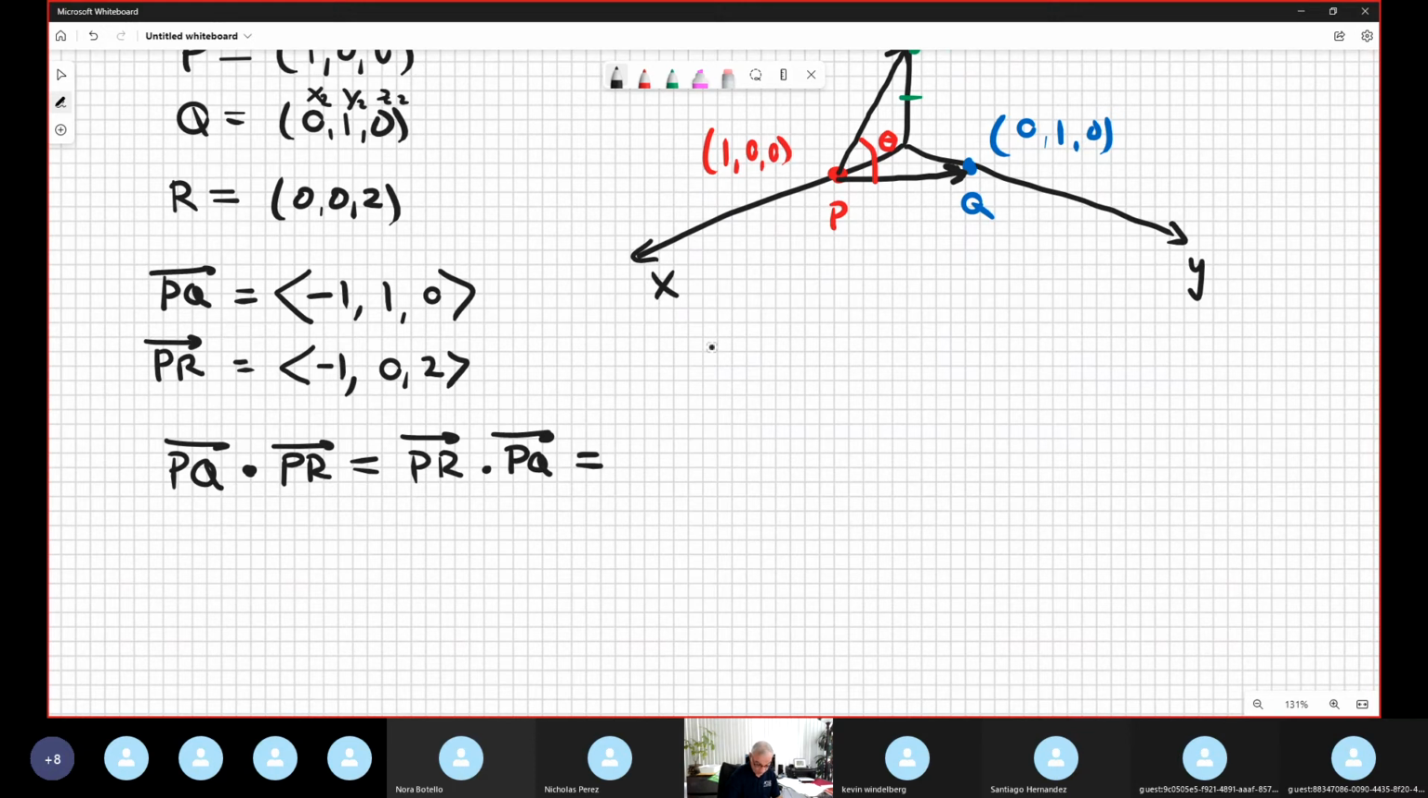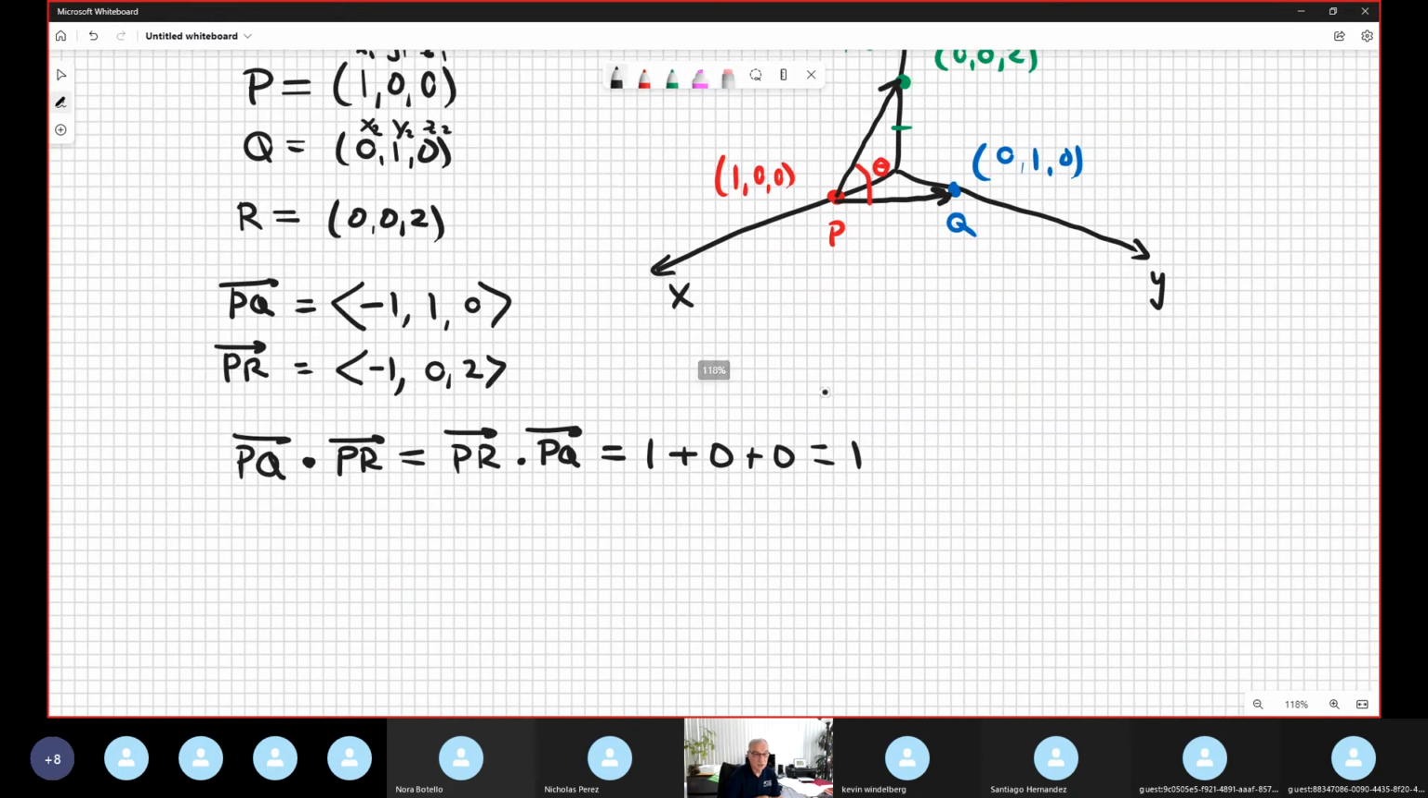So you multiply component by component. This times this is 1, but not a vector. Hello, it's a scalar. So -1 times -1 is 1. Plus something, 1 times 0 is 0, and 0 times 2 is 0. The answer is 1. The dot product is 1. And that means that this angle is acute, no? At least it's acute. Okay, let's continue with the formula.